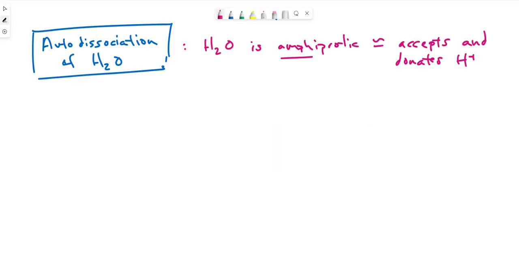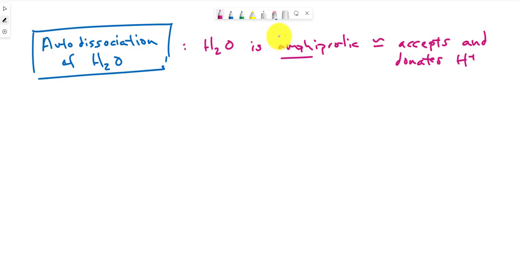So a really important idea in acid-base chemistry is centered on the amphiprotic nature of water, which I alluded to in a previous video. So amphiprotic means you have a molecule that can accept and/or donate a proton, which means it can act as an acid or a base.